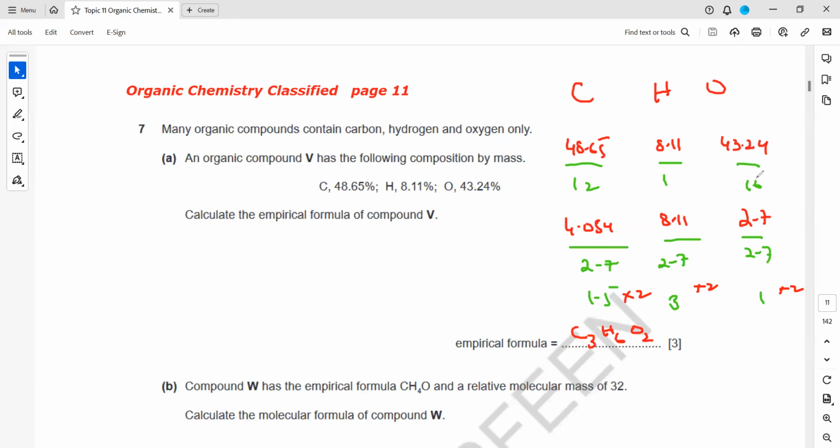43.24 divided by 16. Because the first step is divide by atomic mass. So 43.24 divided by 16 is giving 2.7025. The step 2 is divide by the smallest value in the combination. So the smallest value in the combination is 2.705. That's why we divide all of them by this value.